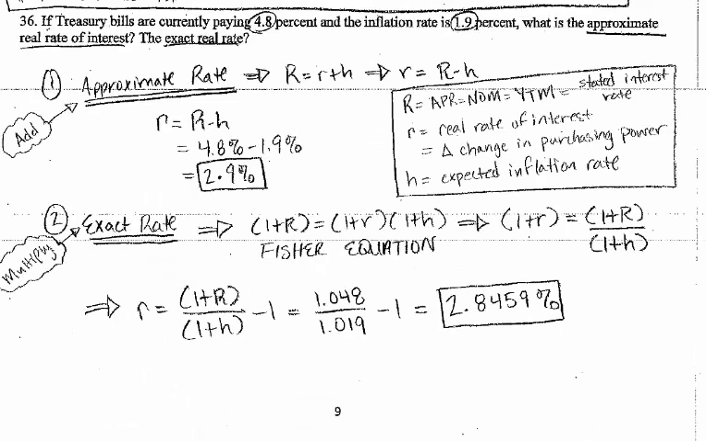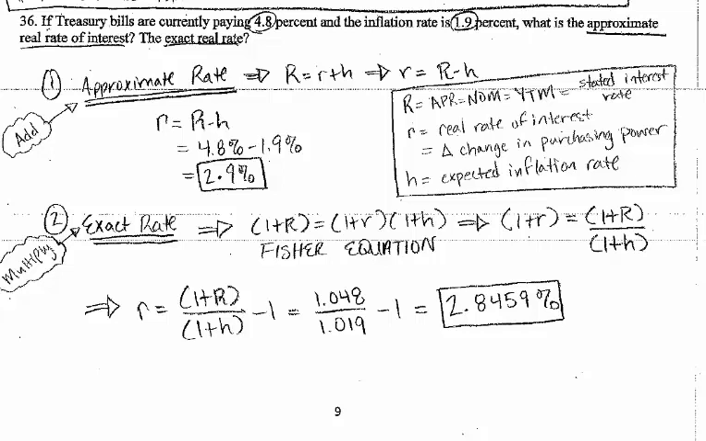Now, for a change of pace, let's take a look at a Fisher equation problem. Okay, so this is one of the few problems where we're not really solving for the value of a bond or one of those crazy rates. We're actually dealing with the concept really here of inflation. So if Treasury bills are currently paying 4.8%, okay, what is that 4.8%? That 4.8% is going to be big R. Now, what is big R? Big R is your APR, your nominal rate, that yield to maturity, whatever you want to call it. It's your stated interest rate, okay?